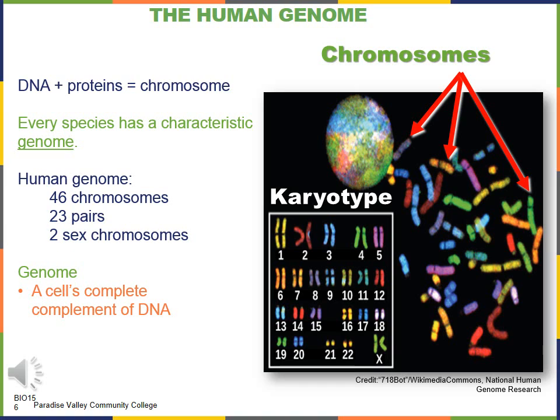Right, so this is a picture of a karyotype, and in the little box there to the lower left, the little rainbow colored squiggly lines, those are called chromosomes. And a karyotype is a tool that a geneticist will use to quickly glance at a person's genetic makeup, their human genome, if you will. And you can see they're numbered 1 through 22, and then the last one in the lower right is an X.